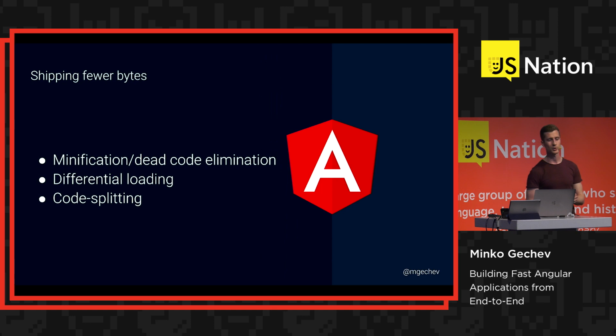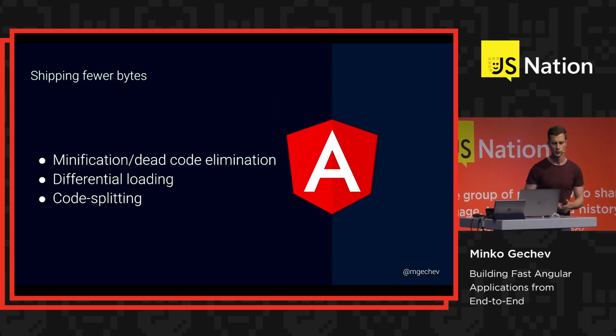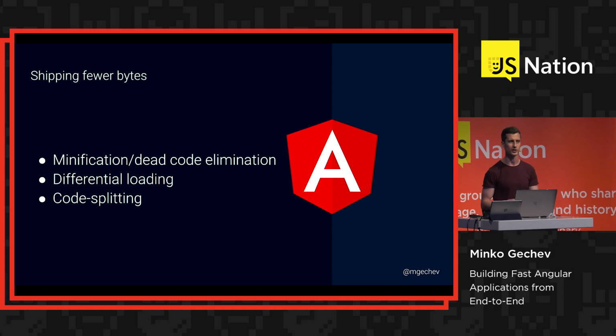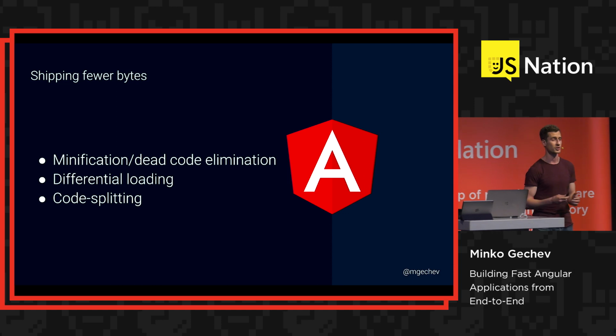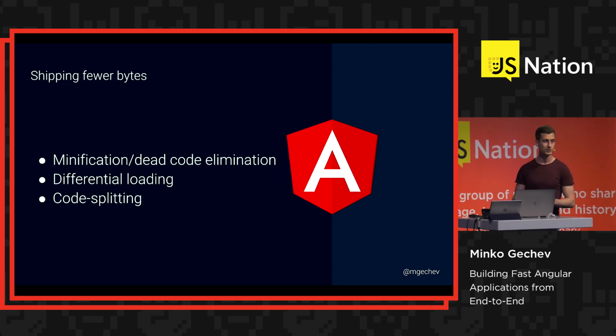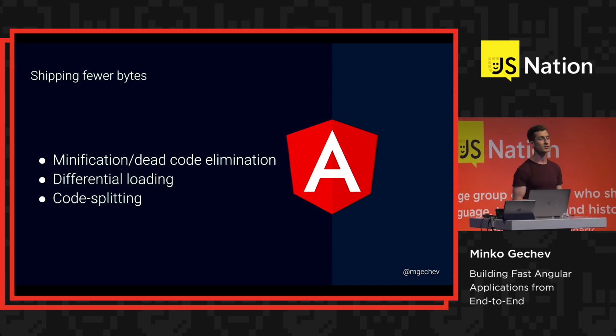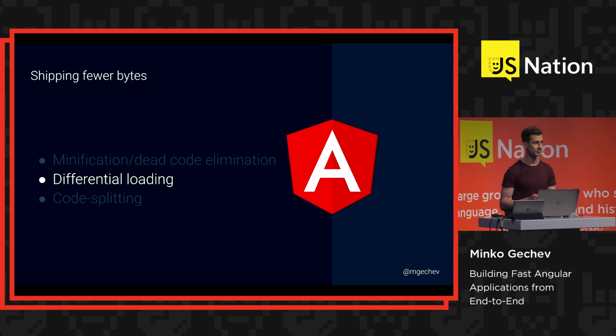And there are a couple of things that we have been doing for a while in the Angular CLI in order to make apps faster. Of course, minification and dead code elimination. These are techniques that have been around for a while now in the open source community. As part of version 8, we also introduced differential loading, and we have had code splitting for a while. Let us first talk about differential loading.